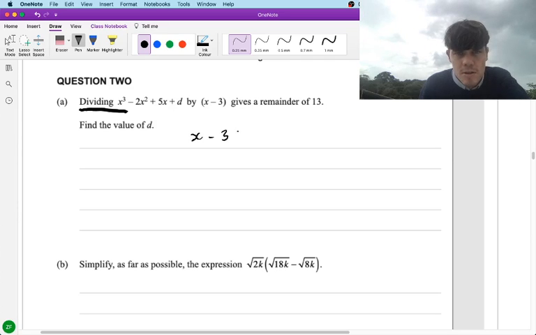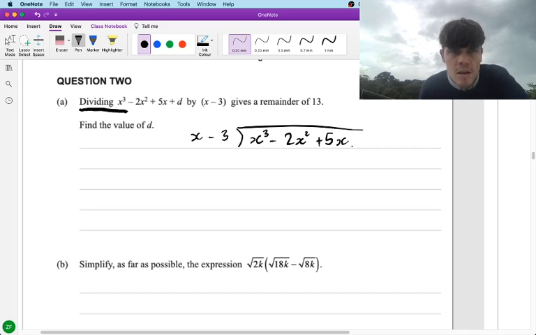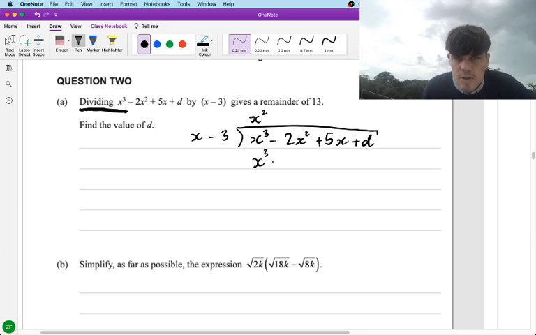So I'm going to go x minus 3, and then in here we're going to go x cubed minus 2x squared plus 5x plus d. Okay, so what we do is we say, what do I need to multiply x by to get x cubed? So that is x squared. So x times x squared equals x cubed. But then we also have to do minus 3 times x squared, so that becomes minus 3x squared.